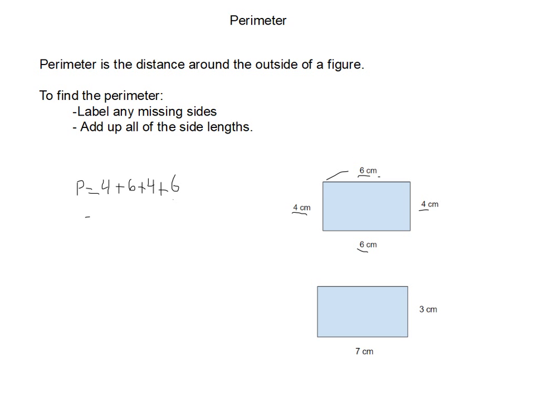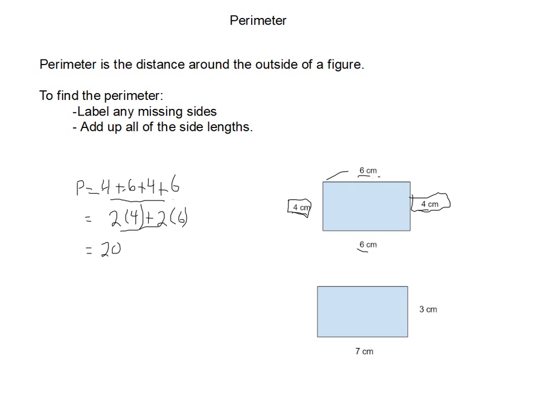Now before we do that, some of you might recognize that there are actually 2 of these 4s. So some of you might say that's the same as 2 times 4. You don't have to do this. If you recognize that and you want to take a little bit of a shortcut, you're more than welcome to do that. So 2 times 4 plus 2 times 6, so you could do that. So again, it doesn't matter which way you do this, whether you do it this way or this way, you'll get the same answer. So 4 plus 6 is 10, plus 4 more is 14, plus 6 more is 20.